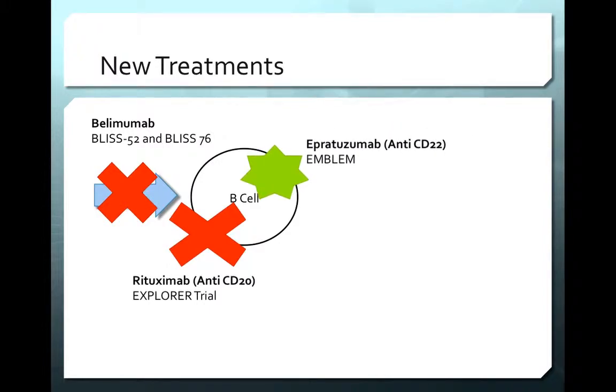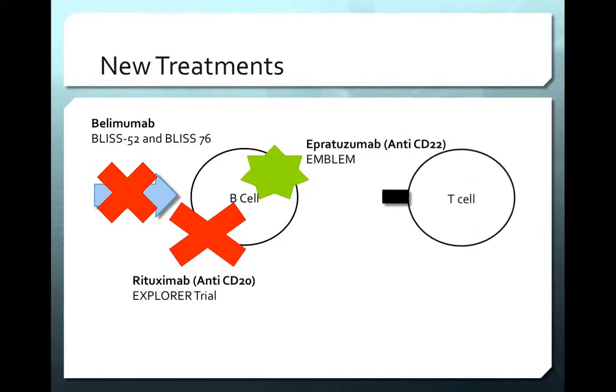Epratuzumab is an anti-CD22 antibody, so it's not really a depleter. It basically is meant to be a modulator of B cell function, and the EMBLEM trial showed some significant reductions in index scores compared with placebo. But it was a very small trial, so they need to have bigger studies.